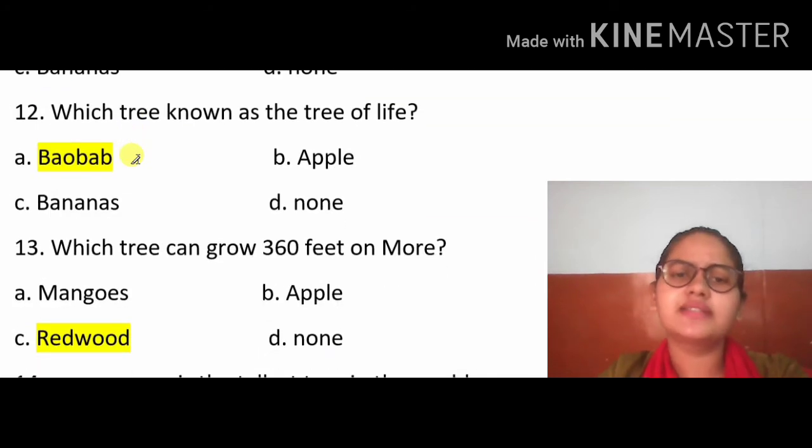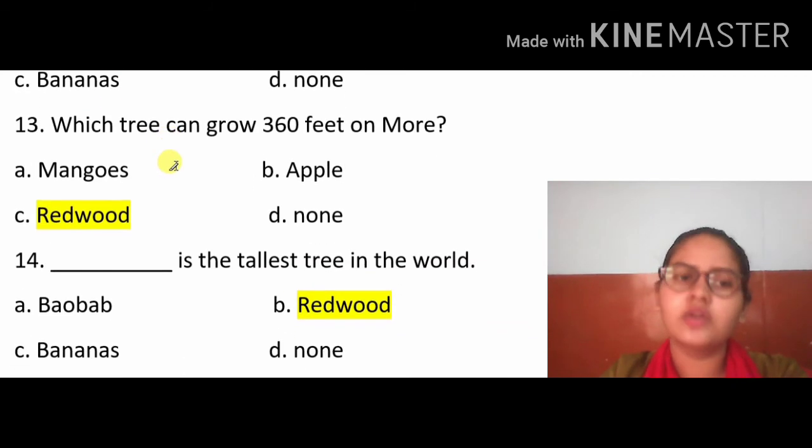Now, which tree is known as the tree of life? Baobab. Okay, this one is your perfect answer. Which tree can grow 360 feet or more? That is the redwood tree. That's why it is known as the tallest tree in the world.